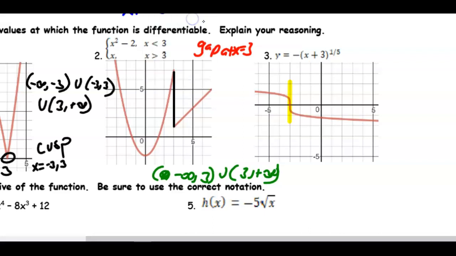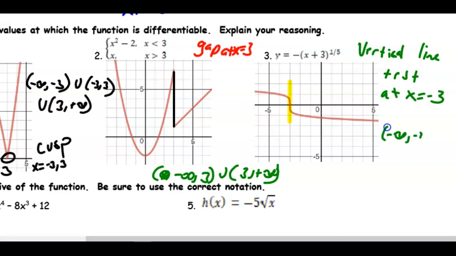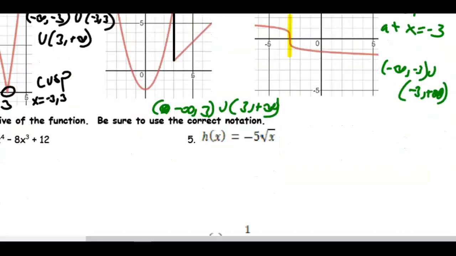So we've got to define that, okay? And how do we define that? We're going to say the vertical line test at x equals negative 3. So we have negative infinity to negative 3, union, negative 3 to positive infinity. All right, cool.